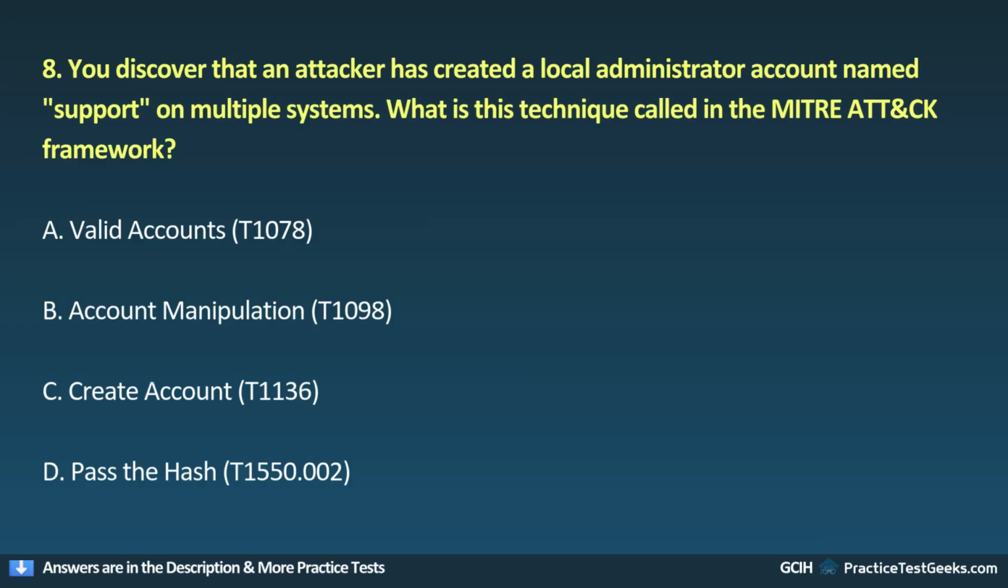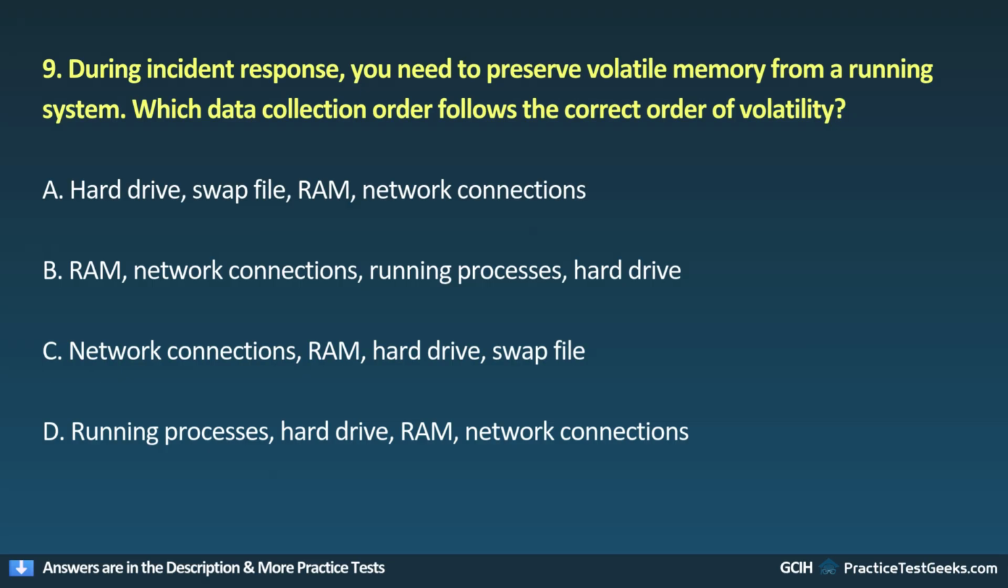A. Valid Accounts, T1078. B. Account Manipulation, T1098. C. Create Account, T1136. D. Pass the Hash, T1550.002. 9. During incident response, you need to preserve volatile memory from a running system. Which data collection order follows the correct order of volatility?